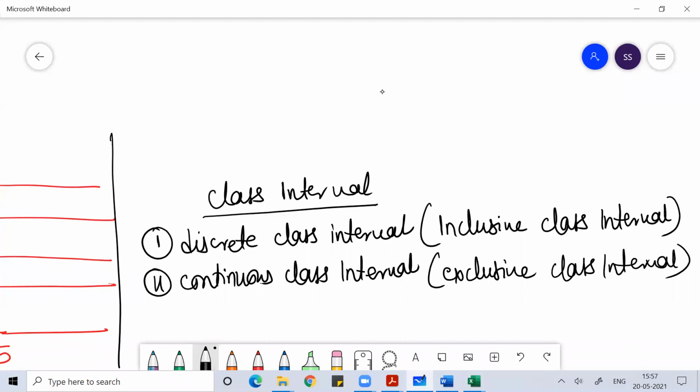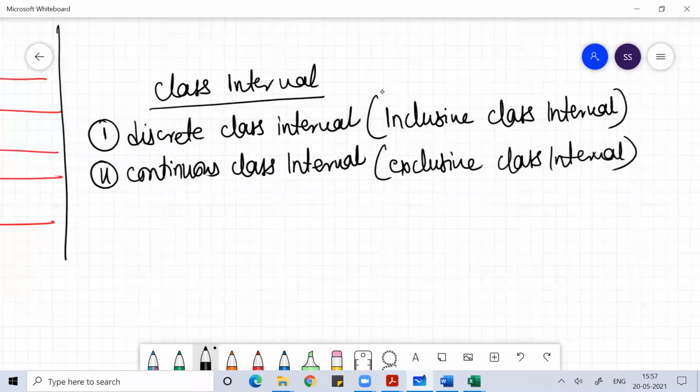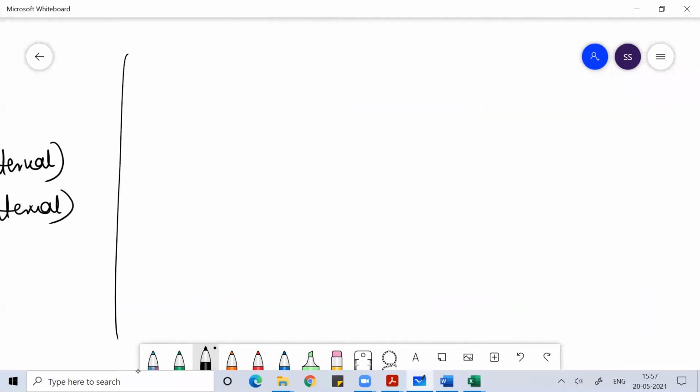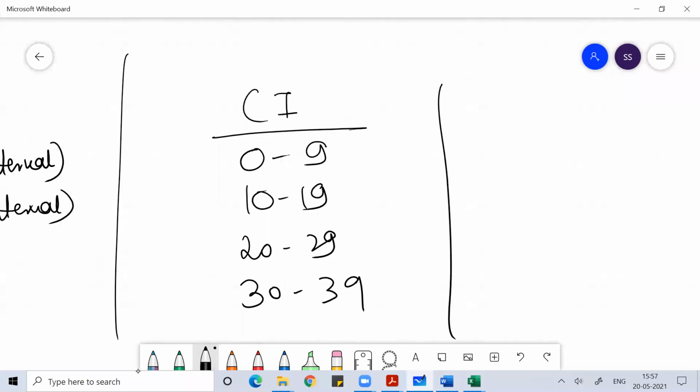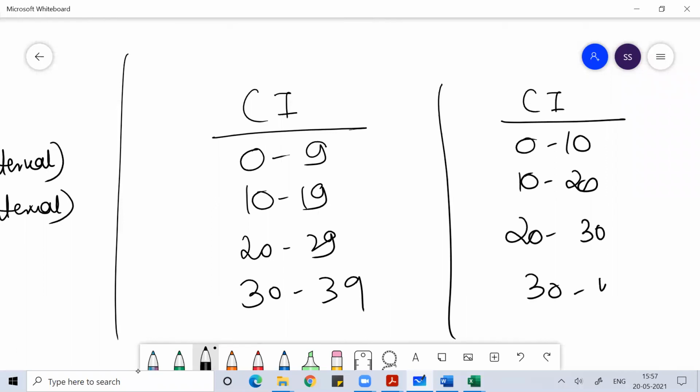So you need to understand what is a discrete class interval. When you observe these class intervals, they can be like 0 to 9, 10 to 19, then 20 to 29, then 30 to 39, or your class intervals could have been 0 to 10, 10 to 20, 20 to 30, 30 to 40. Now, if you see the difference, if this is 9 and this is 10, they're not the same.